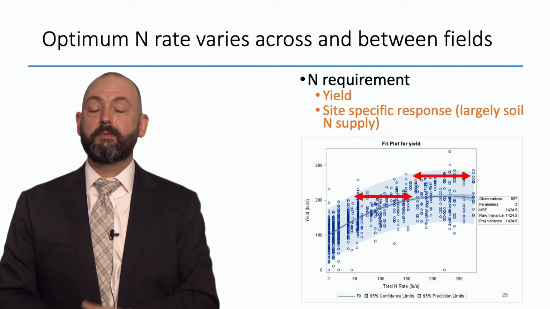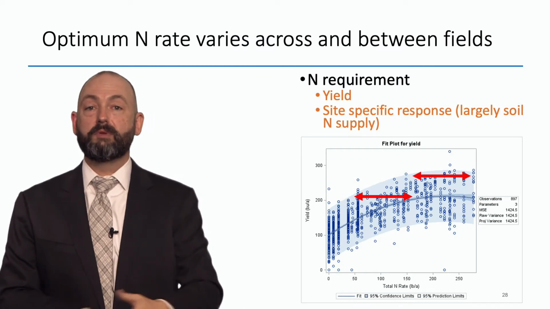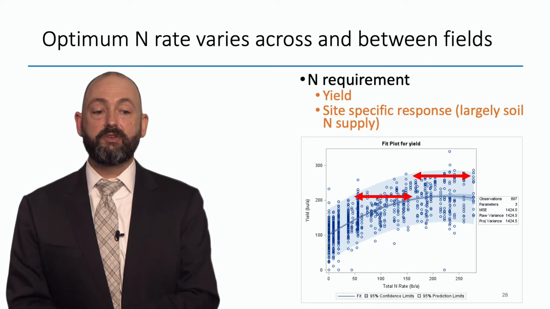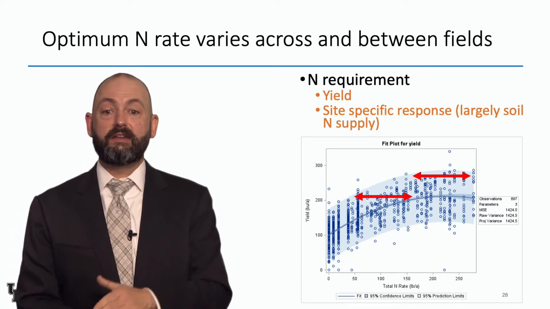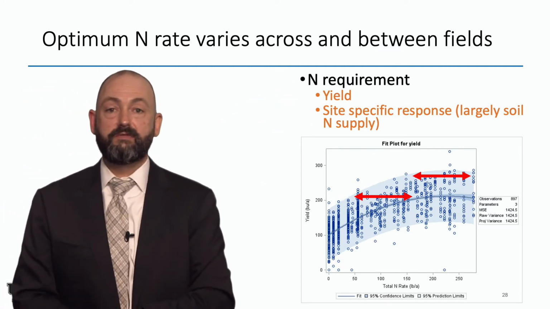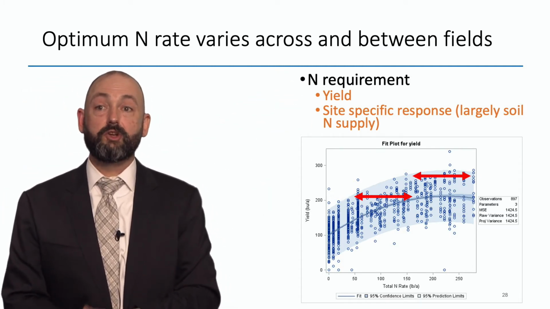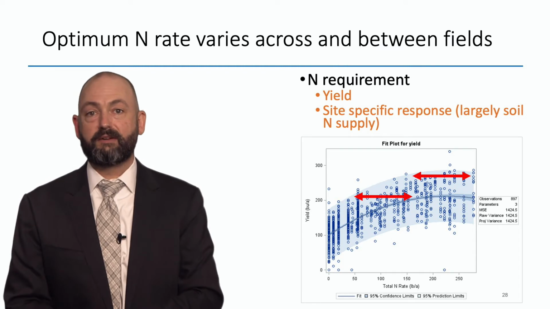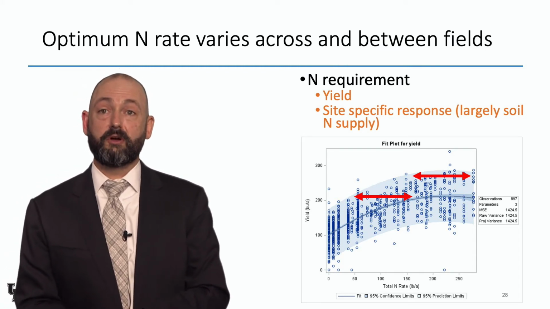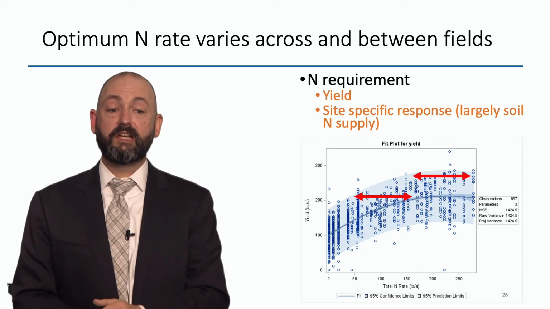Then also, optimum nitrogen rate varies across and between fields. So again, this is multiple fields and multiple points within each of those fields. And we saw that at different places in the field, we needed different nitrogen rates to achieve maximum yield. There's a big range of right rates. So when we get back to the 4 R's, the right rate is very variable. And this is determined by yield and site-specific response.